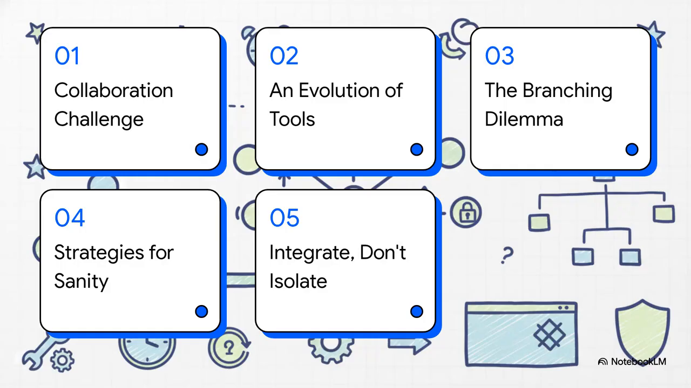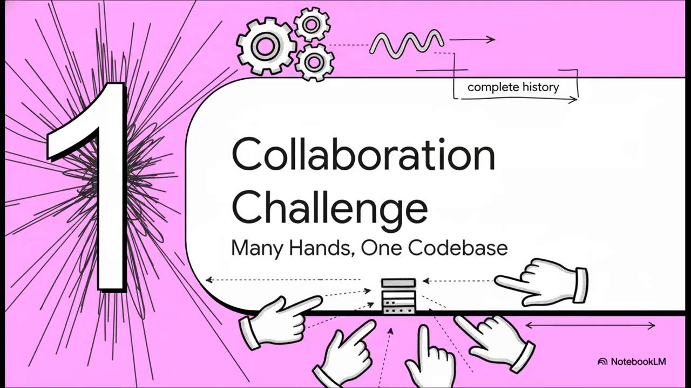Okay, so here's our game plan for this discussion. We're going to start by digging into that collaboration challenge a little deeper. Then we'll take a quick trip back in time to see how our version control tools have evolved. After that, we're going to tackle the big one, branching. It's a super important and often pretty debated topic. From there, we'll look at some concrete strategies to keep your workflow sane and manageable. And finally, we'll wrap it all up with the one core principle that really ties everything together, the idea of integrating, not isolating your work. Right. Let's start by looking at the challenge itself.